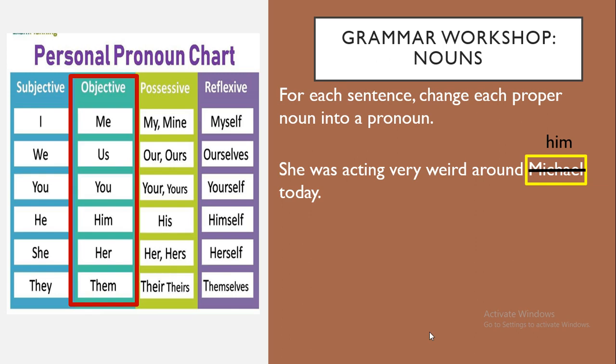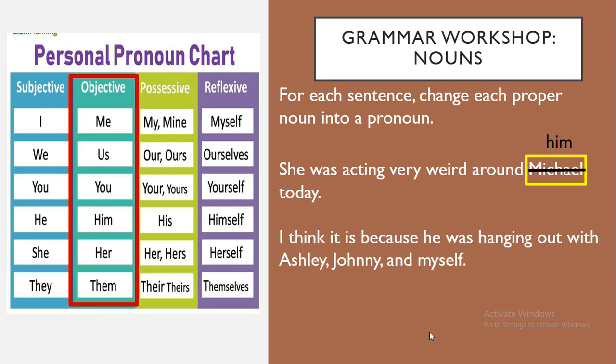Let's try another one. I think it is because he was hanging out with Ashley, Johnny, and myself. And so take a moment on your own and identify where are your proper nouns, because there are multiple in this sentence. Where are your proper nouns? And so you should have identified Ashley, Johnny, and myself.